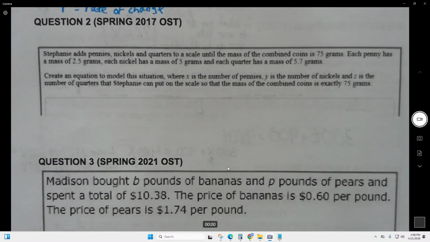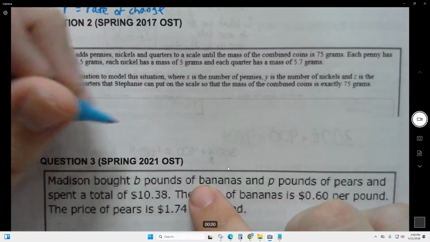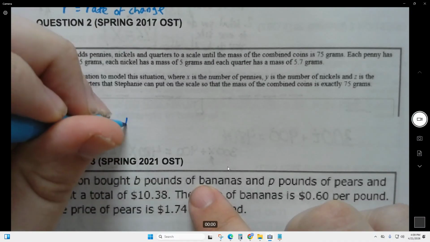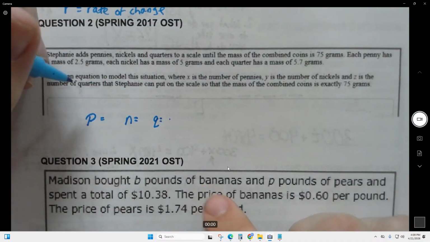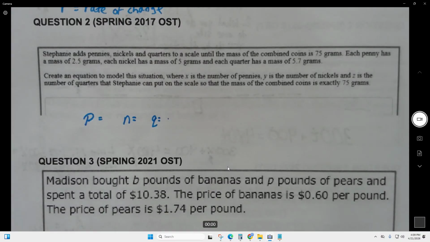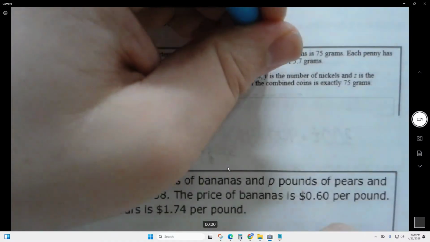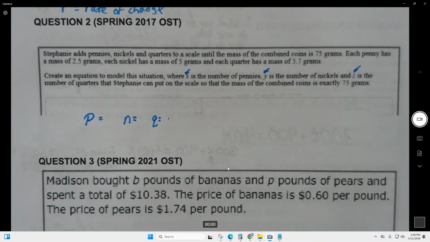Okay? So, when you look at this question, the first time I did this question, which was before the OST in December, what I did was I put in P for pennies, N for nickels, and Q for quarters. And that's great and all, but you can't do that because they tell you that X is the number of pennies, Y is the number of nickels, and Z is the number of quarters.